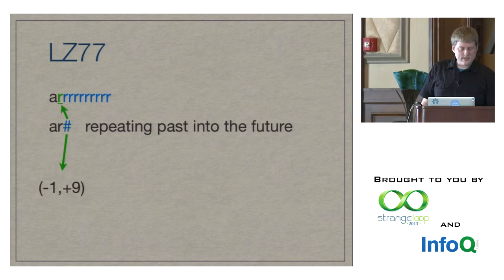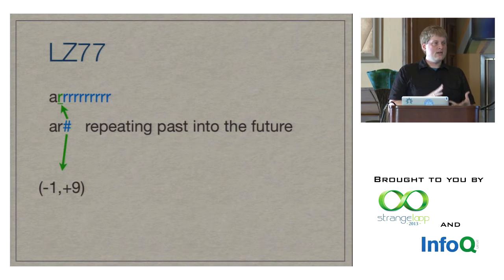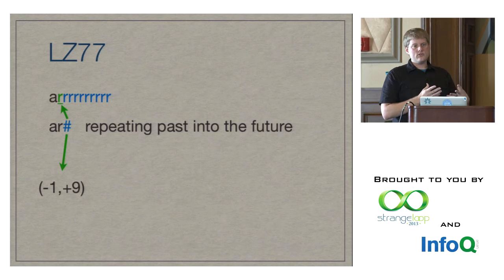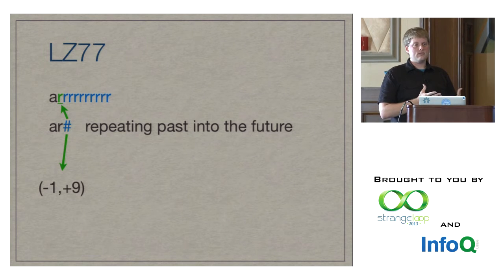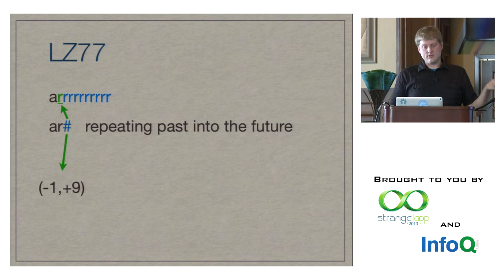But this is really handy because, first of all, you get run length coding for free. And second of all, if you have very sparse data, like bitmapped images or something like that, this is really effective. But that's just something that falls out of the way that it's typically implemented.